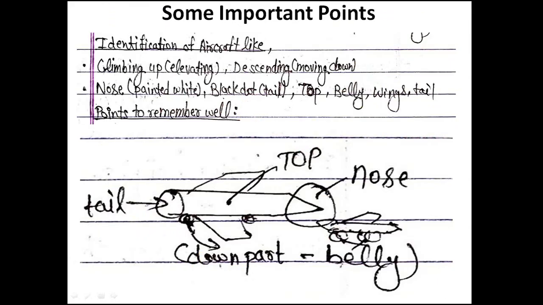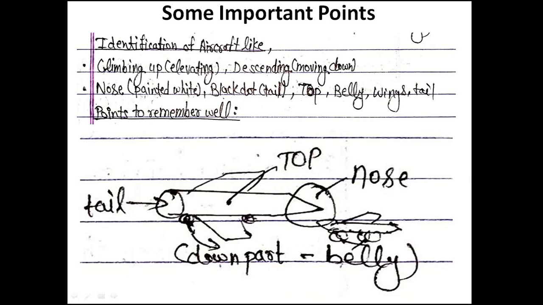Now some important points. For the identification of the aircraft, you must know these terms. Climbing up means elevating, descending means moving down. Nose, this is the front portion, which is sometimes painted in white color. And tail, the back portion, is painted with a black dot. The upper portion of the aircraft is called the top of the airplane or aircraft. Belly, the down part is called the belly. Wings, these are the wings, and the tail is for direction.